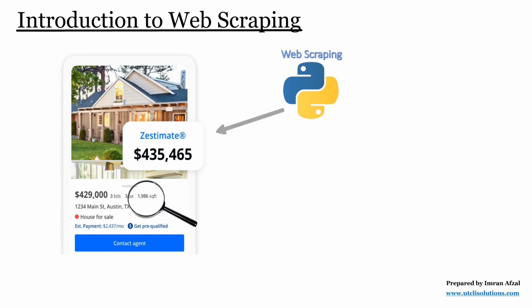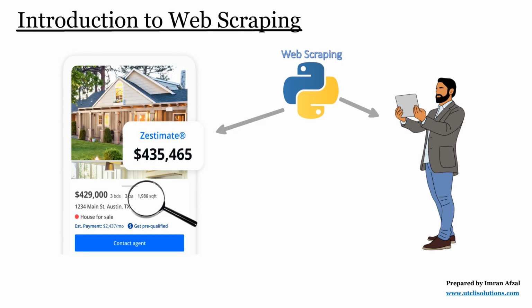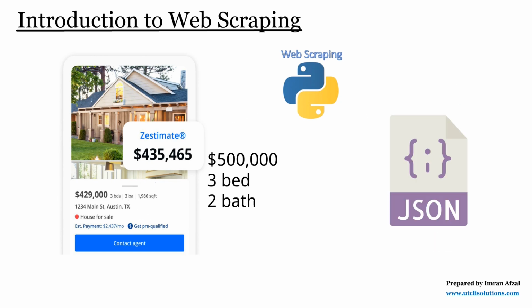The Python program will read the page like a human, look for the right pieces of text, like $500,000 or 3 bed, 2 bath, and save that into a file. This can be done for hundreds of homes in just a few seconds. You don't have to click anything. The program does it all.